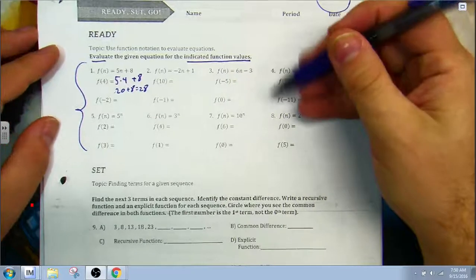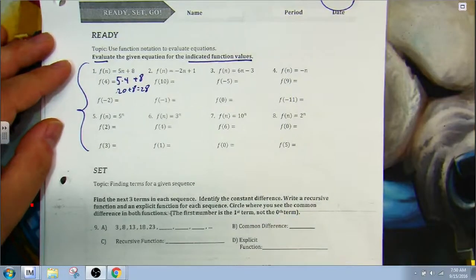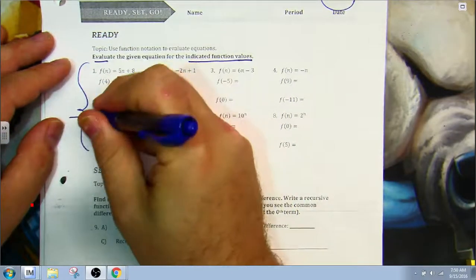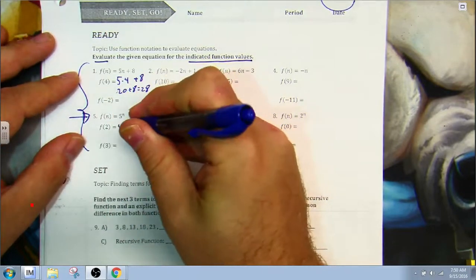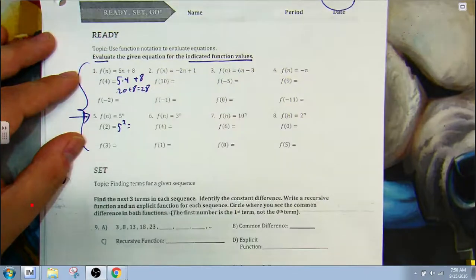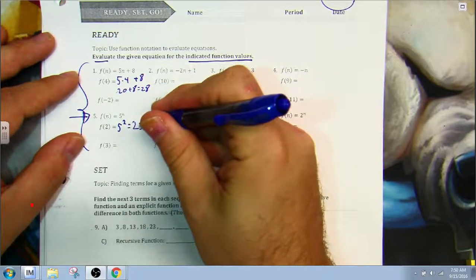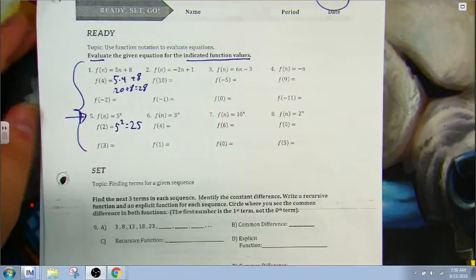This is kind of review of what we've been doing already, so it shouldn't be that new. I will point out that this row here, we're using exponents. So for example, this is going to be 5 squared, which is 5 times 5, or 25. So just keep an eye out on that. It should be pretty easy.